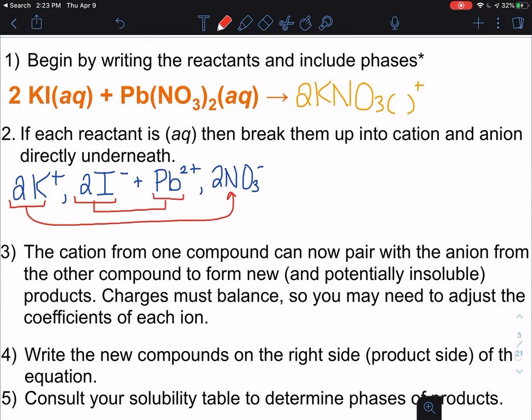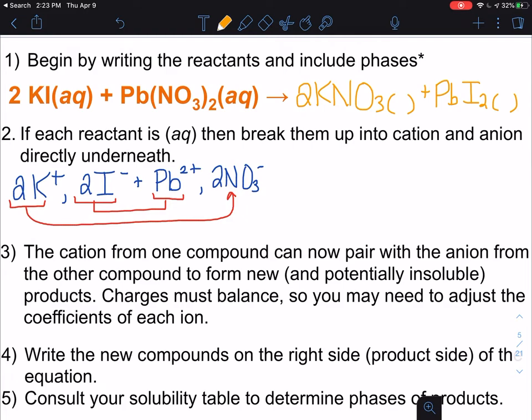So we have lead and iodide. Lead is a 2+, right? And it looks like we have 2 iodides right here, so that's already balanced. Now if it wasn't balanced, we would have to write a 2 here, all right? But it turns out it's already balanced. So I should do it like this. All right, so we're almost finished.